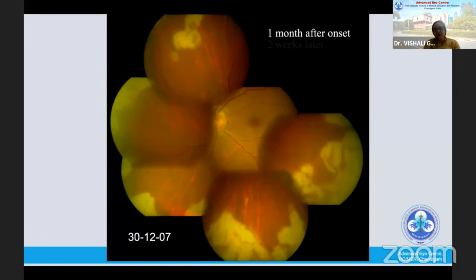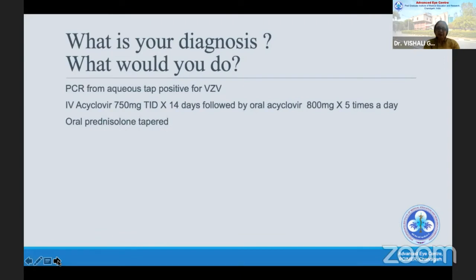So maybe these lesions were not this extensive when the patient was started on steroids. So you really have to make an effort. But if you remember, I showed you he had 1+ vitreous cells. So probably that means you have to make this extra effort. So what would you like to do now? We did the PCR, but that's more of an academic exercise.